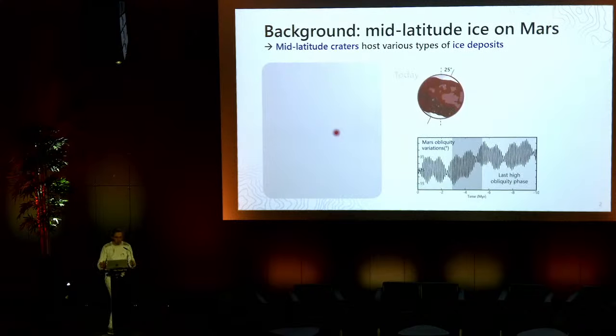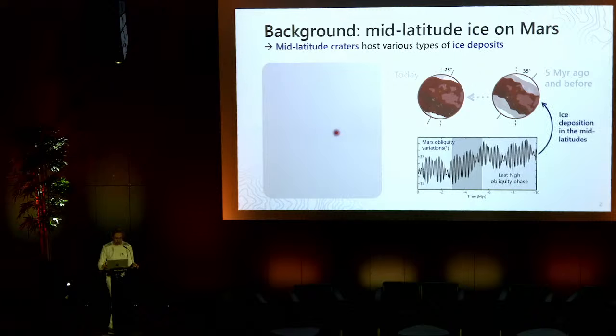I will not have to spend too much time on this introduction slide, as the previous speakers have already explained how the obliquity was defining how ice was depositing on Mars. So today, the average obliquity is around 25 degrees, so most of the water ice is constrained to the polar caps, but this wasn't always the case, and 5 million years ago and before, the average obliquity was around 35 degrees, which allowed the water ice to be redistributed to the mid-latitudes and to deposit in various contexts.